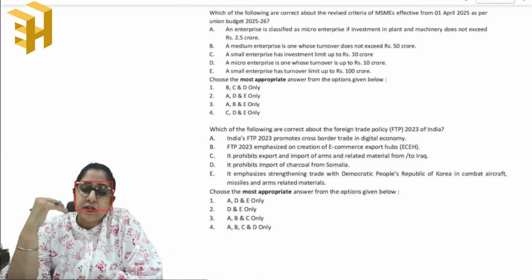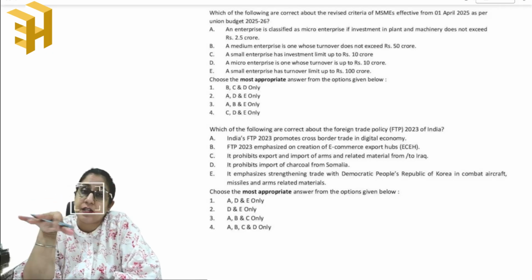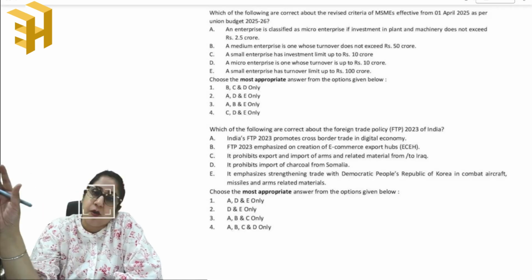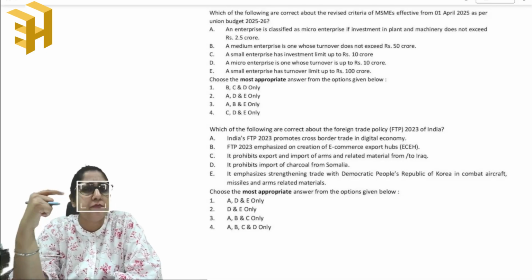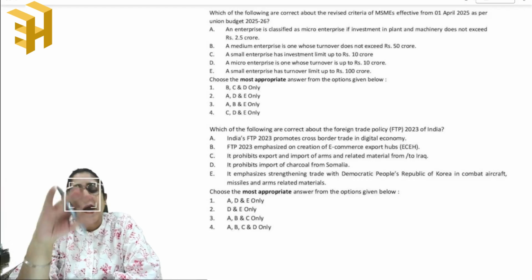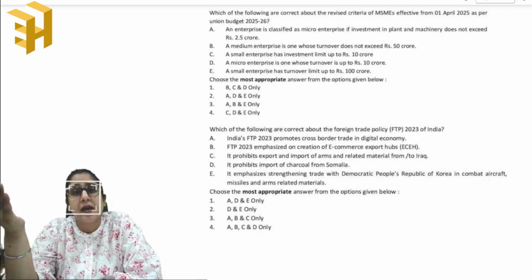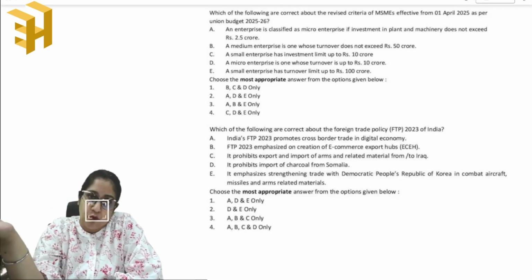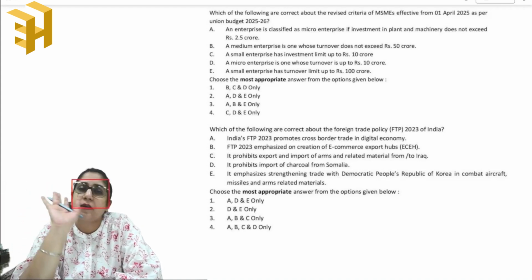Next question. Now this question is regarding MSMEs, and from what we've experienced in the past few years, MSME has been a favorite topic, right? So make sure you know the limits of small, medium, micro enterprises and so on, and also how much investment can be there, what can be the size, what can be the revenue of it. This is very important. So usually there is at least one question on MSME that comes up.